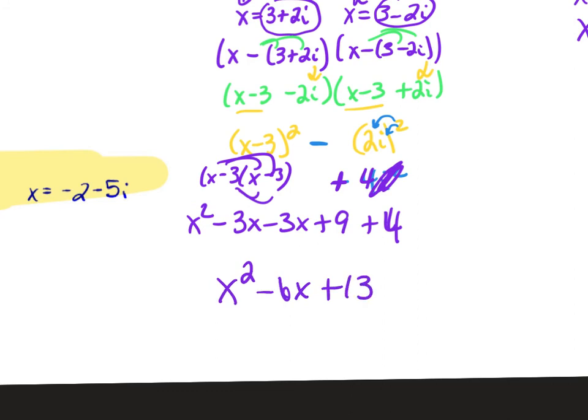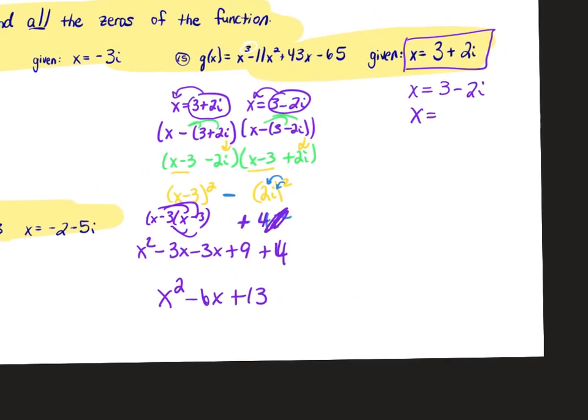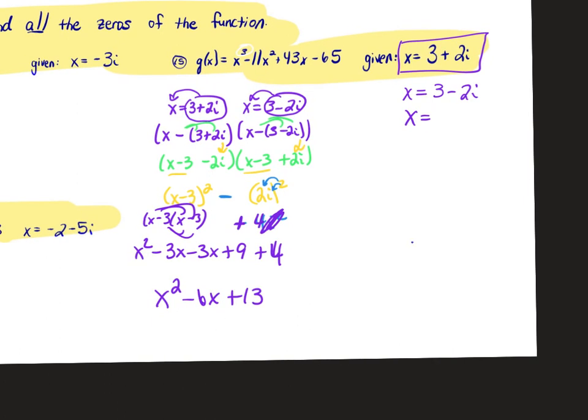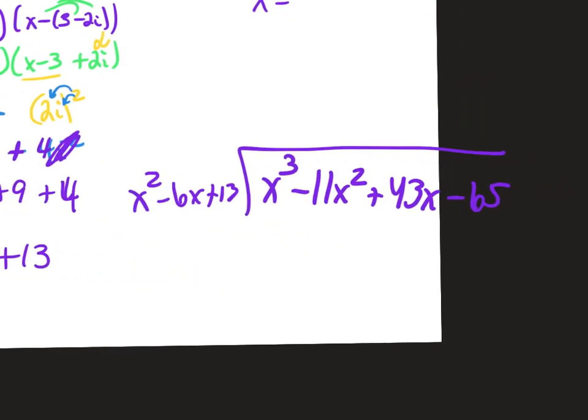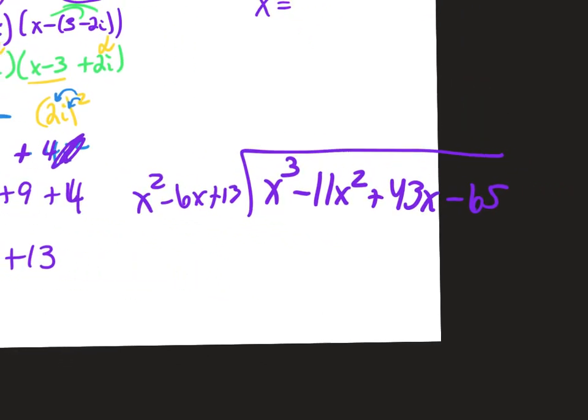Now what I'm going to do with this polynomial is take x cubed minus 11x squared plus 43x minus 65 and divide it by x squared minus 6x plus 13. And when we do this, guys, you should come out with a nice pretty answer, no remainder, and that'll be your 0. So long division, x squared into x cubed.